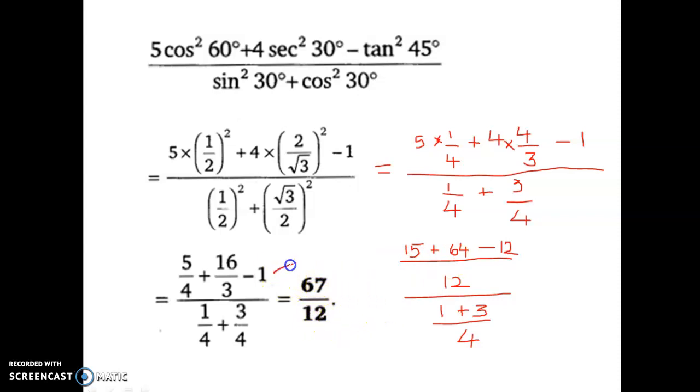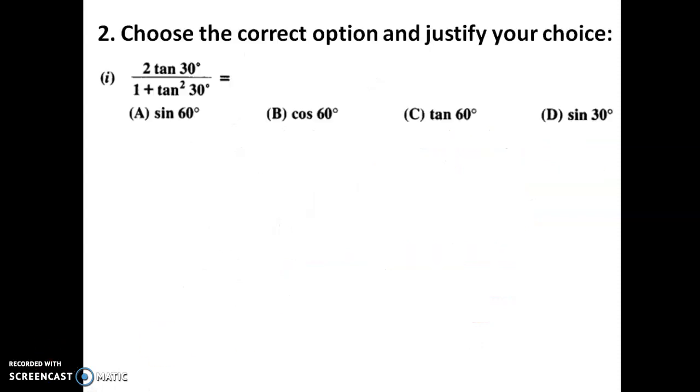Actually, after this step, you should write this step, then you should write this step. Since it was missing, I wrote it for you. So let's move to the next problem.